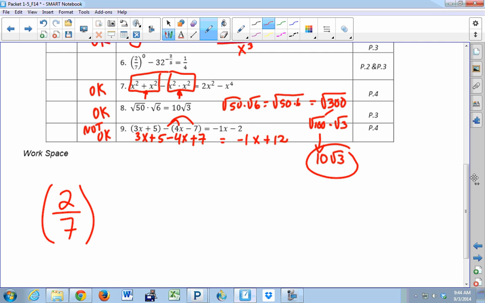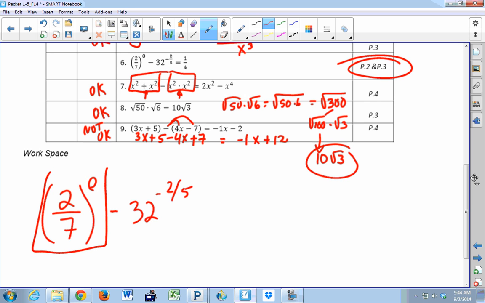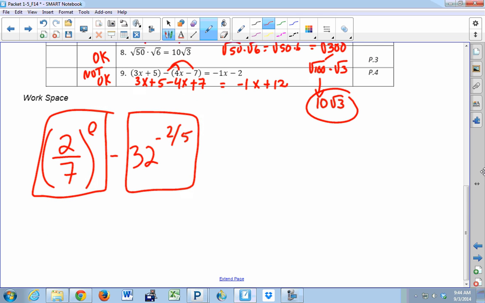27 to the 0 power. Notice that this is in sections P2 and P3 in your book. One deals with just exponent rules and one deals with having fractional exponents. So 27 to the 0 power minus 32 to the negative 2/5. And again, this is a subtraction problem, so I put my boxes around each term. That's what we call the pieces of adding and subtracting. And now I have to do each one separately.